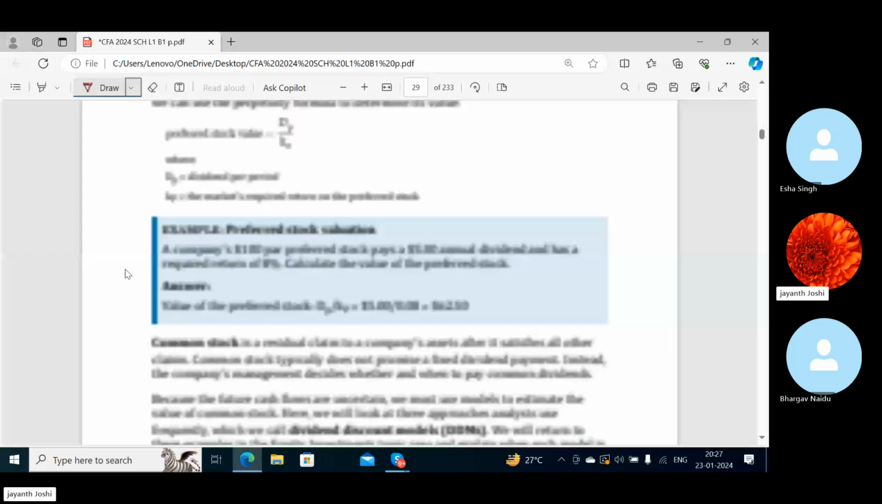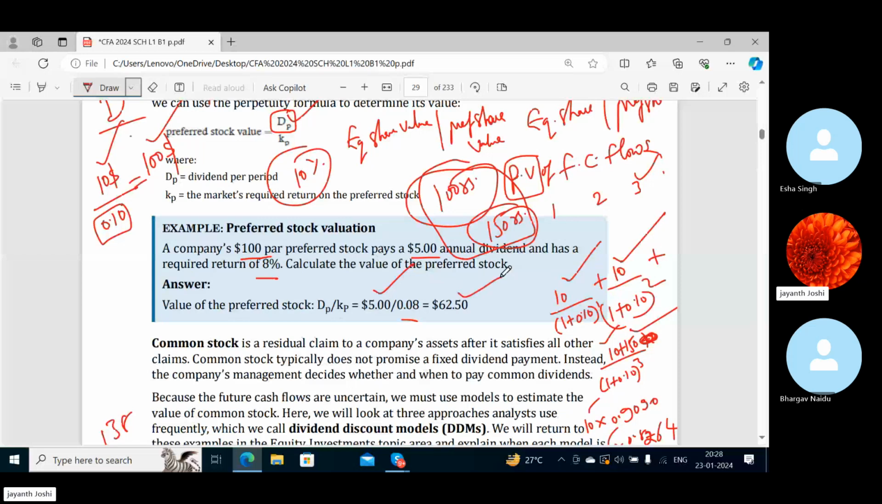A company's $100 preferred stock pays a $5 annual dividend. So the dividend payment for the stock is $5 and the required rate of return from the stock is 8%, 0.08. That means the stock value is 62.50. That means you bought the stock for 62.50, which is giving you returns at the rate of 8%. And since it's giving you returns at the rate of 8%, you are making how much? $5 at the end of the year, a dividend of $5. You can do that calculation.